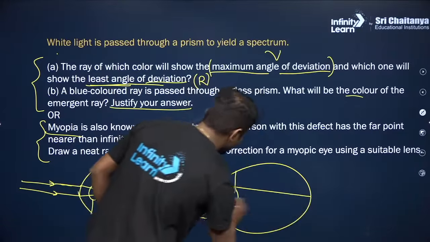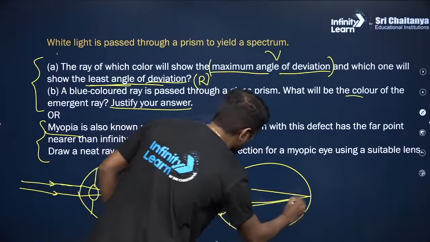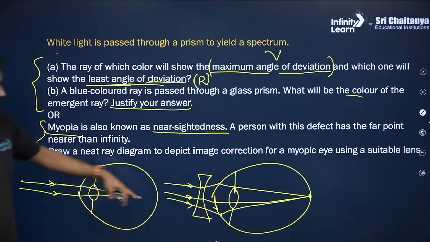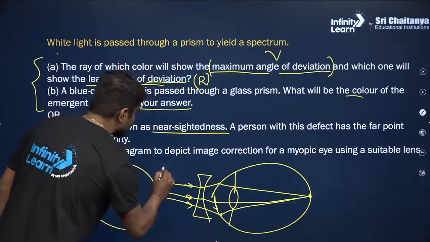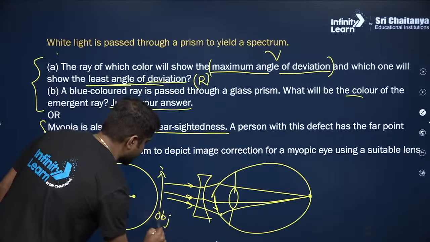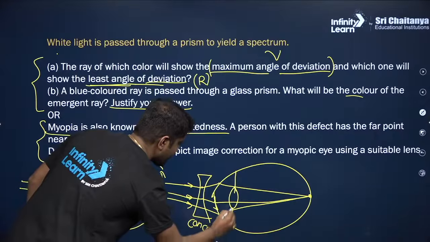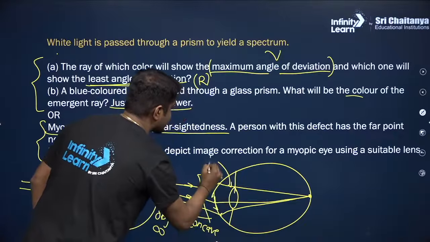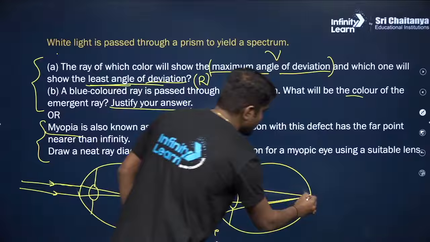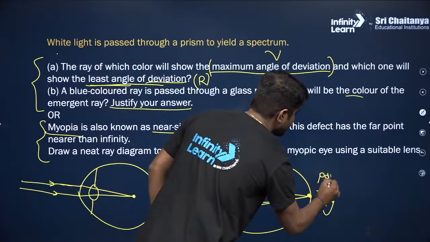these rays will form the image on the retina. Understood? So you can write down, this is the object at infinity. There is a concave lens, and this is our eye lens. There is an image. So there is a point size image.